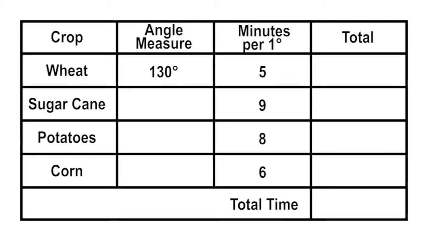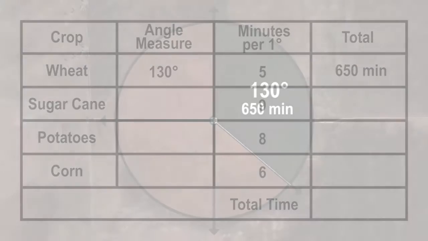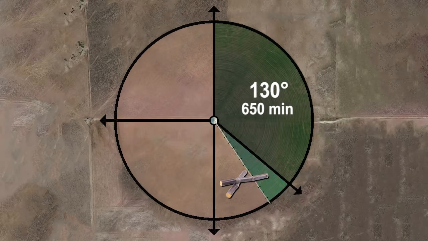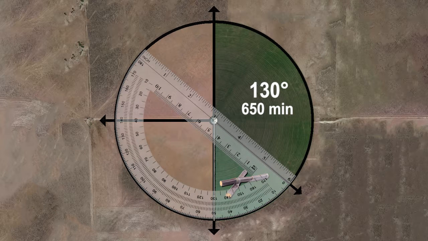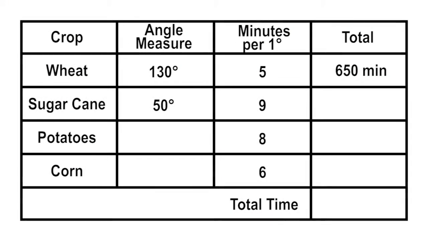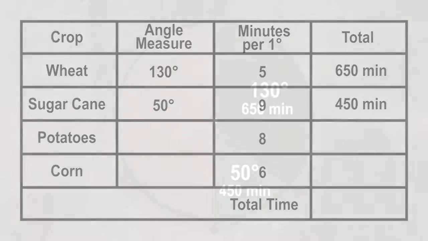Let's write the degrees and multiply it by 5. 130 times 5 equals 650. It will take 650 minutes to water the wheat. Now let's figure the watering time for the sugarcane. First, let's measure the angle for the sugarcane, and it looks like we have 50 degrees. Let's write that in our table. Sugarcane takes 9 minutes per each degree of rotation, so we need to multiply 50 by 9. 50 times 9 equals 450. It will take 450 minutes to water the sugarcane section.